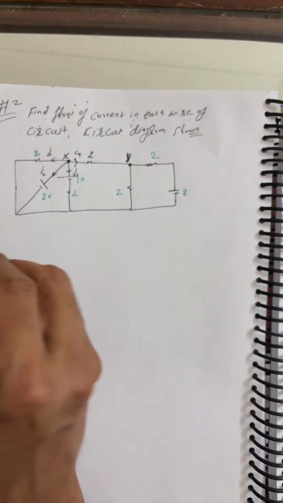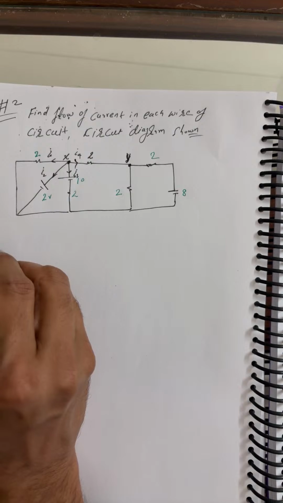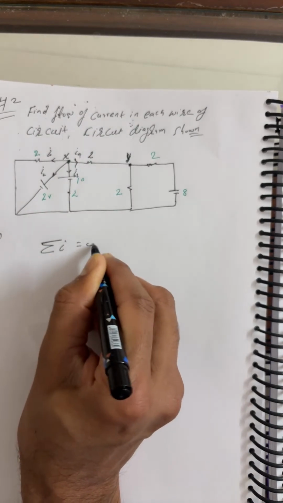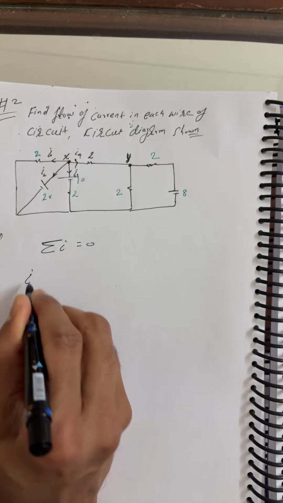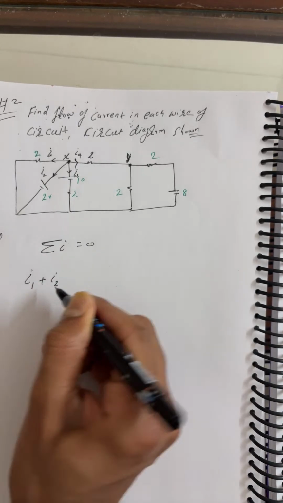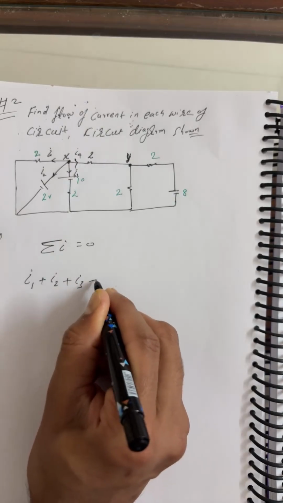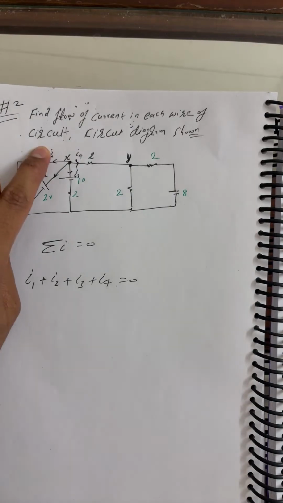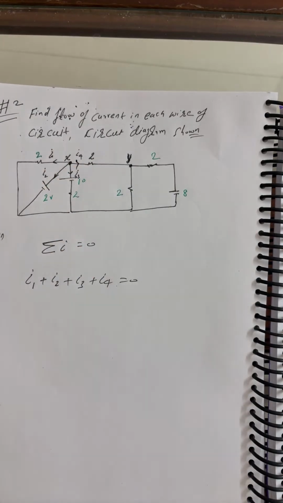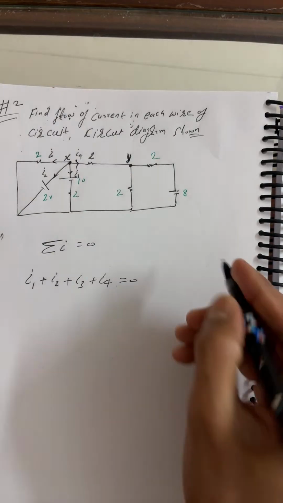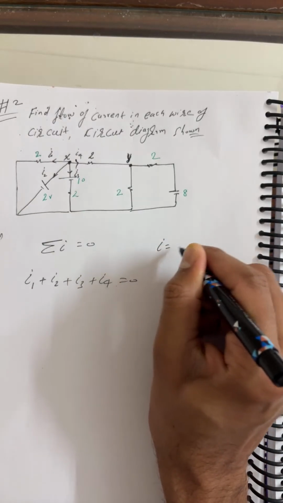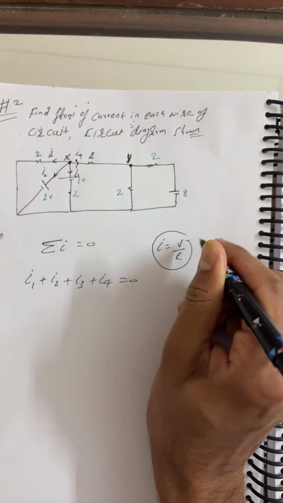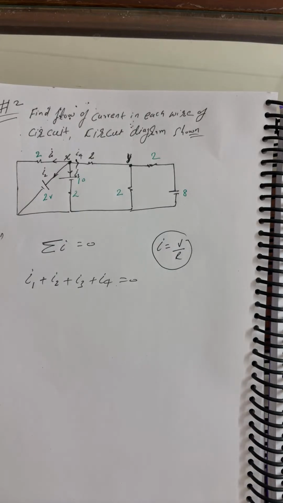According to KCL, the summation of currents at the junction is equal to zero. So I1 plus I2 plus I3 plus I4 equals zero. I hope all of you remember the basic definition of current: I equals V by R, or delta V by R. Both remain common.